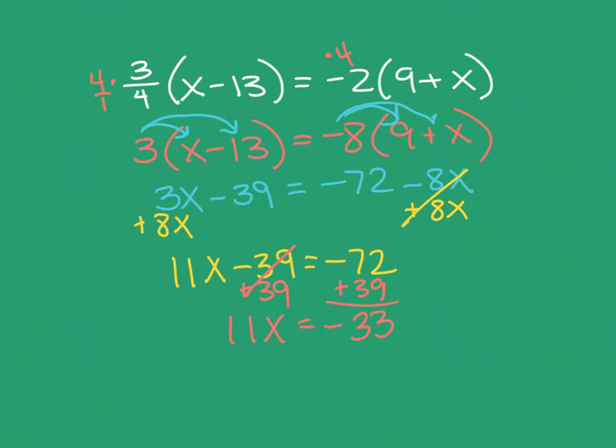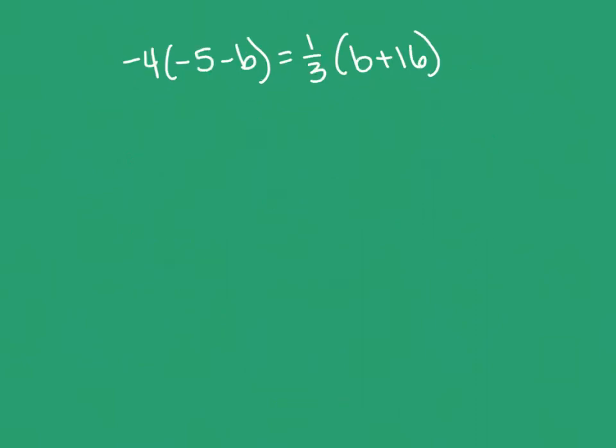Inverse operation to isolate the variable. X is being multiplied by 11. Inverse operation is divide by 11. Divide by 11. X equals negative 33 divided by 11, which is negative 3. All right, adventurers, this is your time. Pause it and try it. And those who are still needing me to walk you through, here we go.